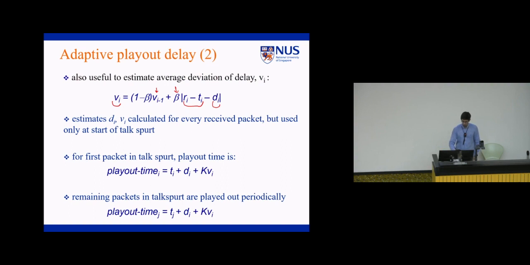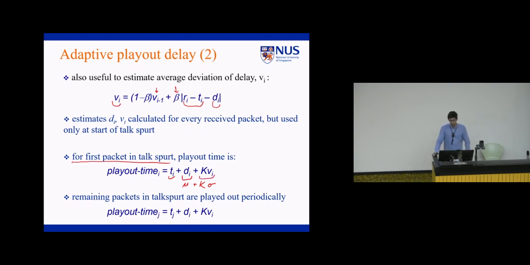And this is what we do for each packet. Returning back to this page, for the first packet in the talk spurt, I'm setting my playout time to the time it was sent plus a playout delay, plus the expected playout delay. So this is like my mu plus some constant times the variance, k times vi. And how do you choose that constant?